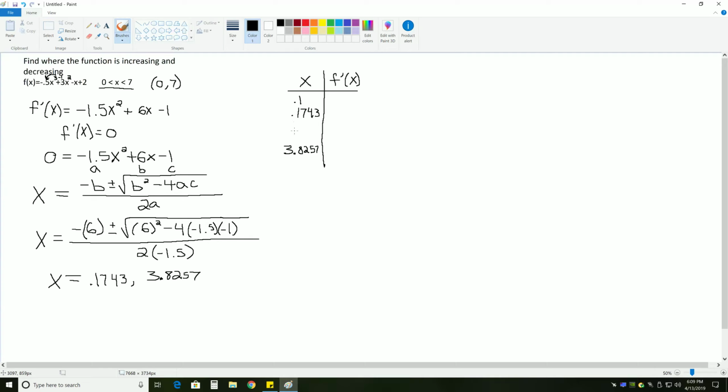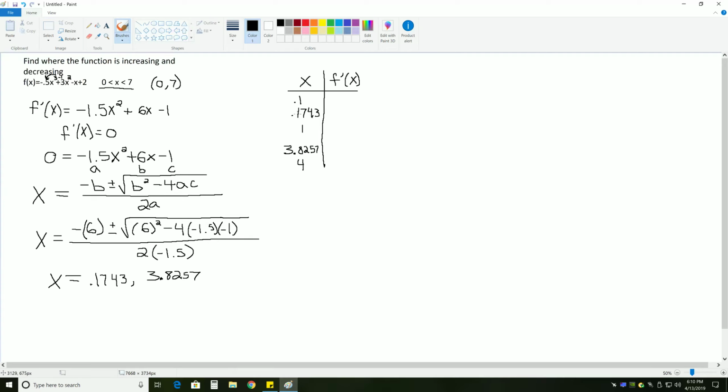From there, we're going to pick a number between 0.1743 and 3.8257. So we'll just go ahead and pick 1. You could also pick 2 or 3, whatever you're most comfortable with. And then finally a number that's greater than 3.8. So we'll just go ahead and pick 4. Remember, this number also has to be less than 7, and 4 fits that criteria.